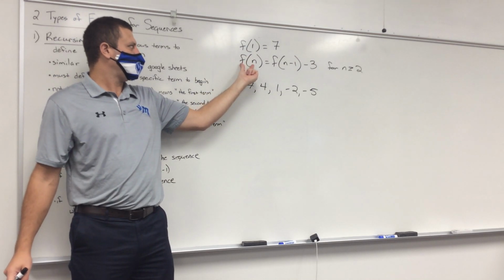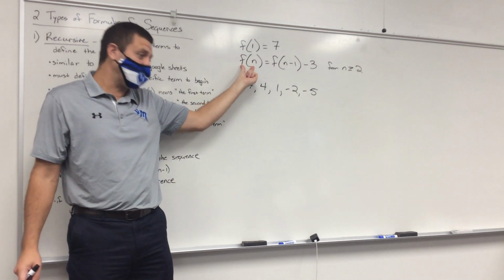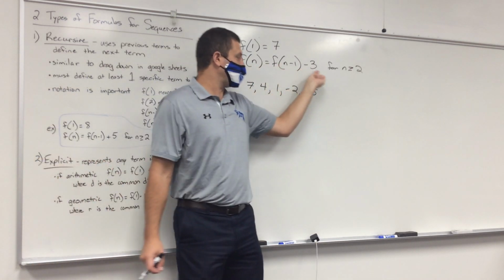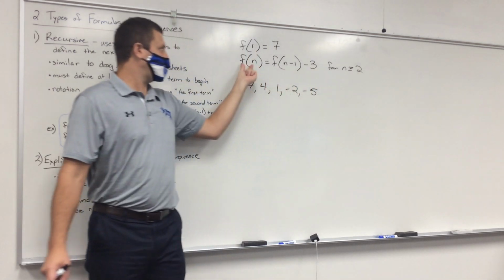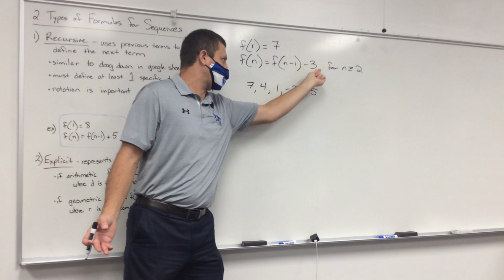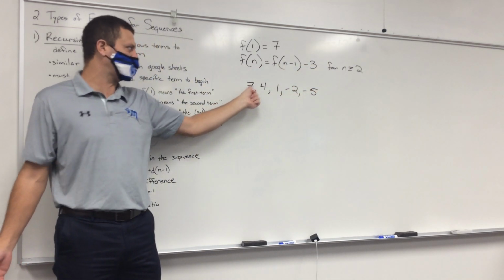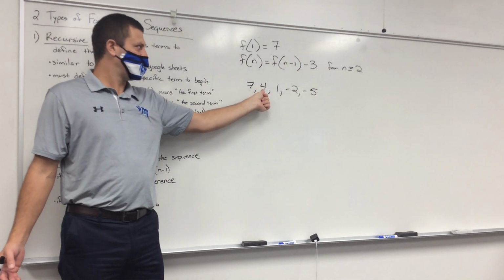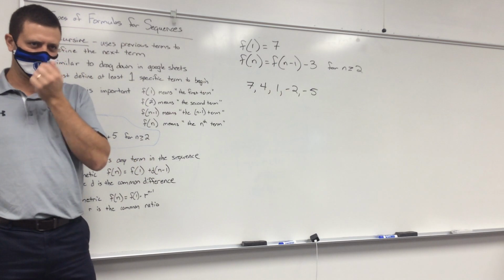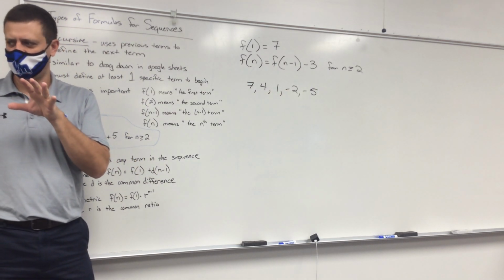To find the nth term, in other words, to find the second term, I take the first term and subtract 3. The second term equals the first term minus 3. So to find the second term, I had to take the first term, which was 7, and subtract 3. To find the third term, I take the second term and subtract 3, and so on. Okay? A little better?